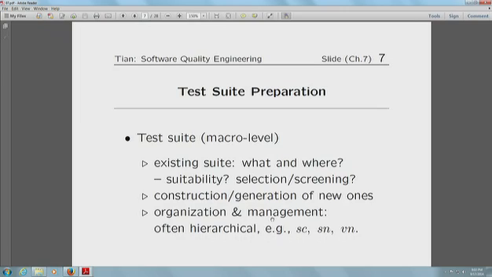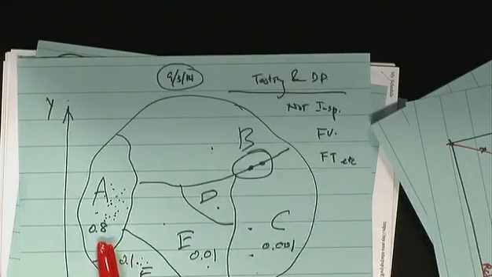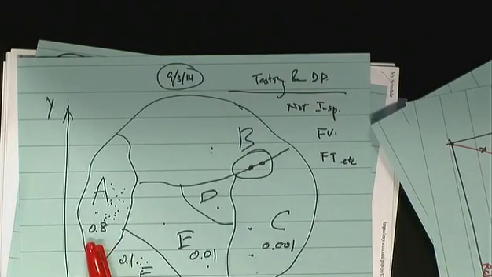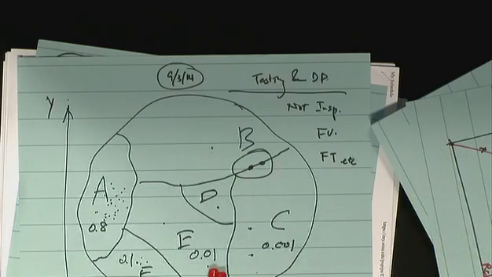For example, for the usage goals, you will be looking at something like this. My test suite will consist of maybe 8 samples of this one, and maybe 80 samples of this one, 10 samples of this one, and maybe I forget about this one because it has very low probability. I don't need to care as much. So that's your test suite, according to your operational profile.